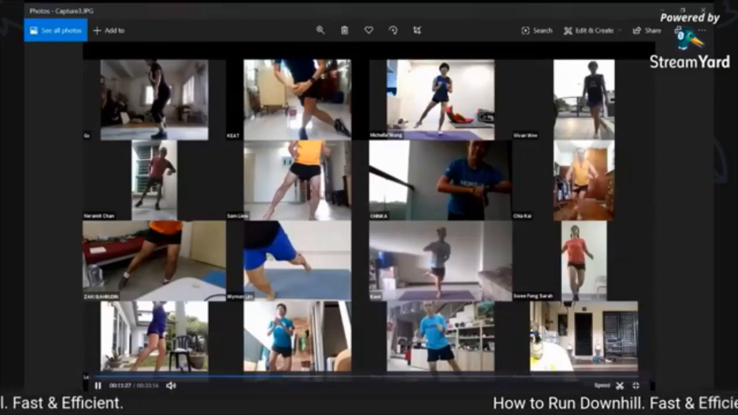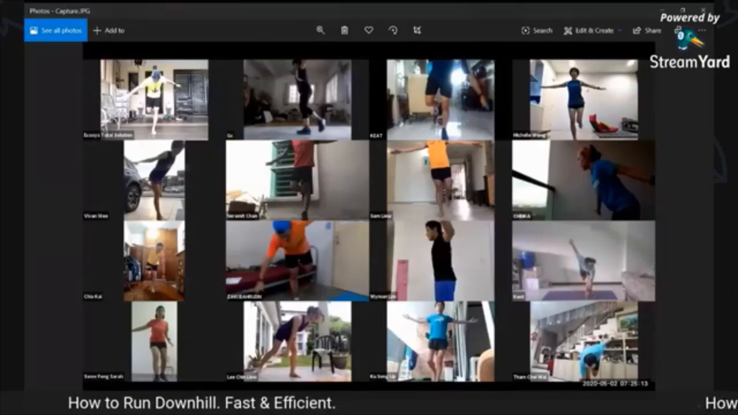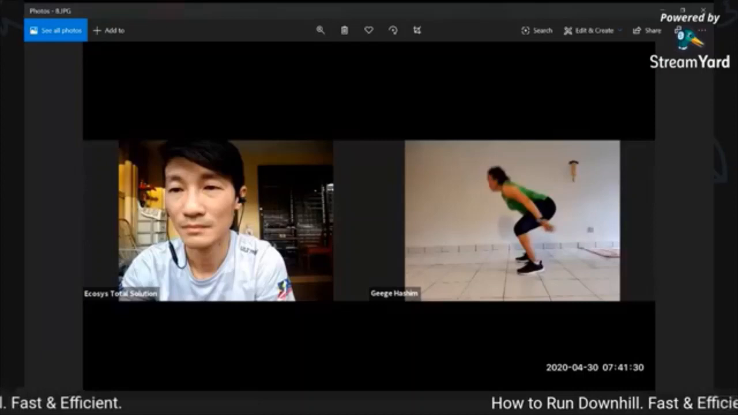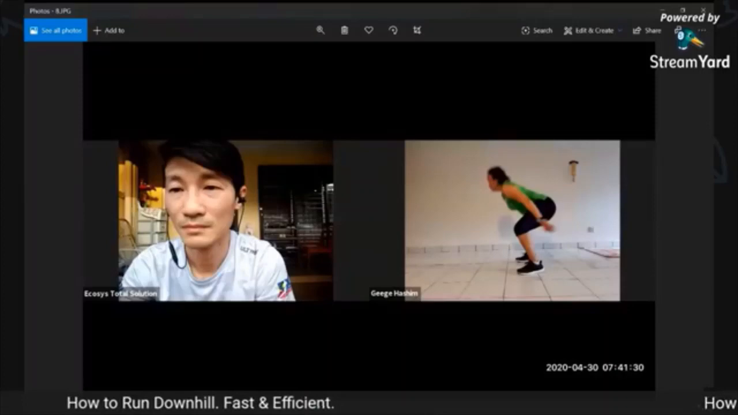These are examples, pictures of our coaching. This is one-to-one coaching with one of my students. She just wants to focus on a priority, so she wants a one-to-one session. I also do one-to-one sessions for those who want a more specific training plan.